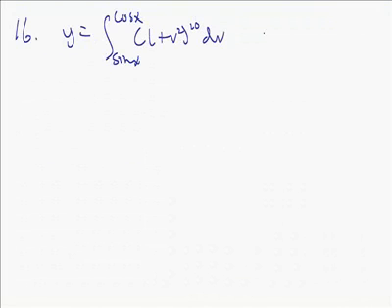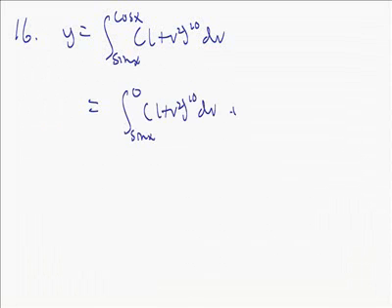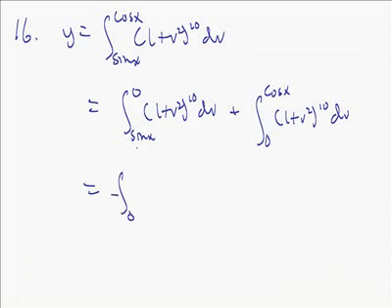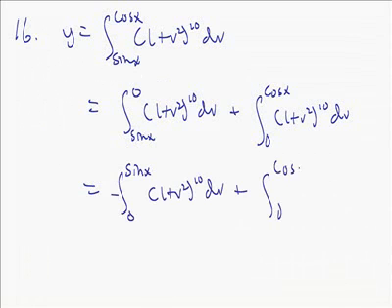Now, this one looks mean, but if we follow the hint given in number 15, we can split this integral up. We can say this is the integral from the sine of x to 0 of (1 plus v squared) to the 10th dv plus the integral from 0 to the cosine of x of (1 plus v squared) to the 10th dv. Now I want to flip this first one around, so I have the constant in the lower limit of integration and the function in the upper limit of integration. So I'll make that a negative, integral from 0 to sine of x of (1 plus v squared) to the 10th dv, plus my integral from 0 to cosine of x of (1 plus v squared) to the 10th dv.